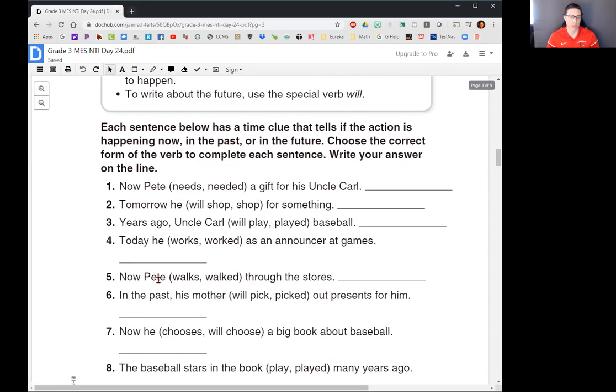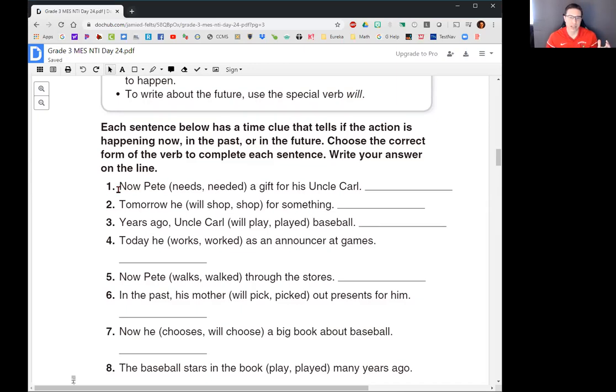All right, let's take a look at number 1 here. It says, "Now Pete needs or needed a gift for his Uncle Carl." So I suggest you read them both in there. Now Pete needs a gift for his Uncle Carl. Now Pete needed a gift for his Uncle Carl. Well, if the word now wasn't there, both of our words would work just fine. Pete needs and Pete needed. Both of them would be just fine.